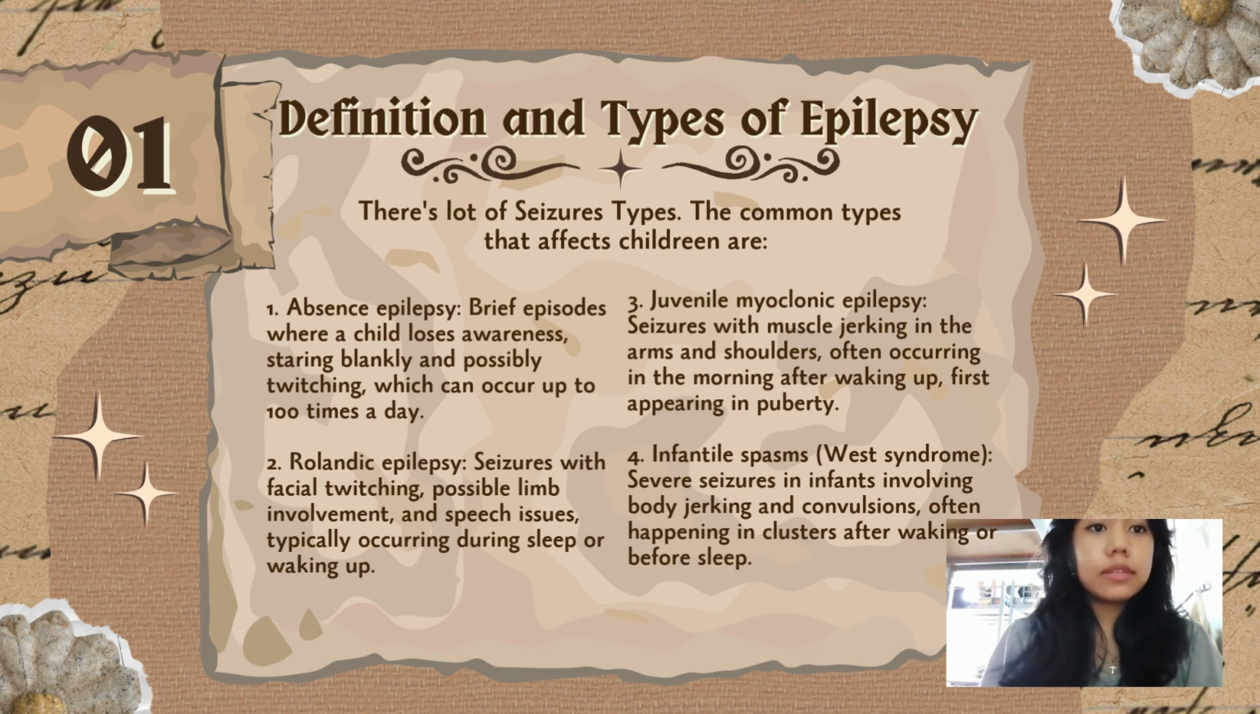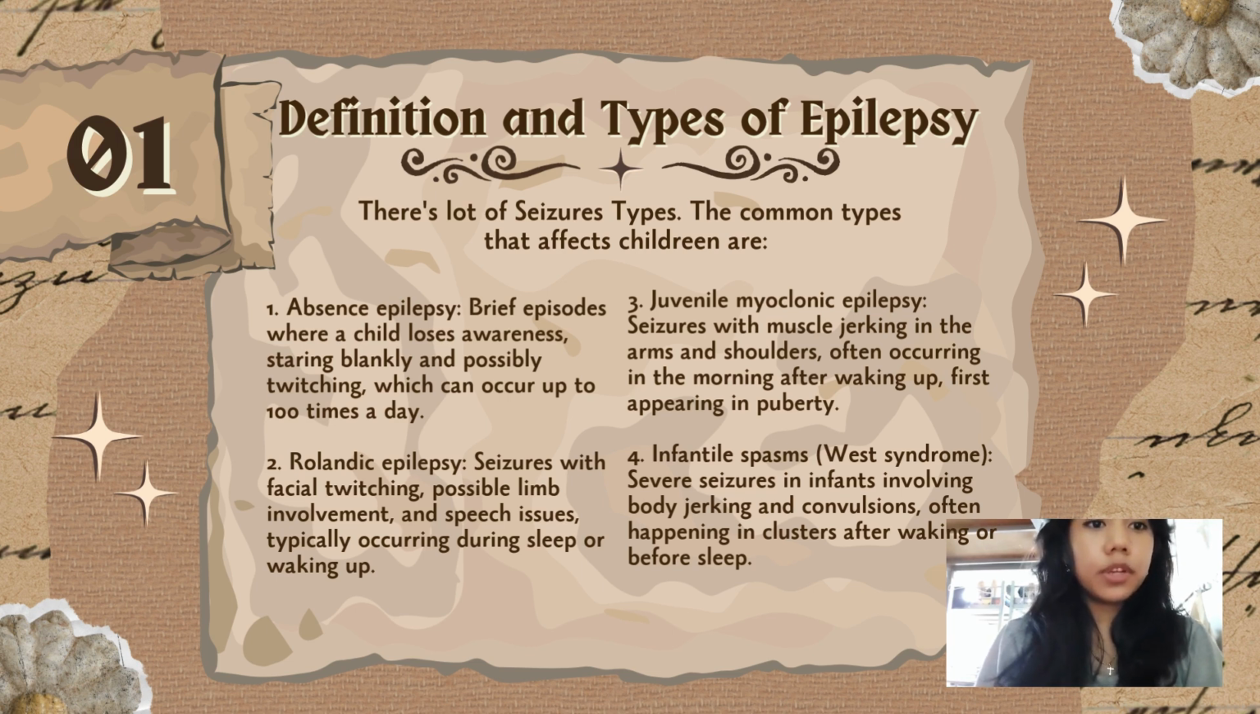The second one is rolandic epilepsy. One side of the face twitches and sometimes one arm or one leg twitches too. The child may also experience tingling, numbness, or problems with speech and swallowing, and also start salivating more or drooling. They are usually aware of this happening. This kind of seizure typically happens while falling asleep or waking up.